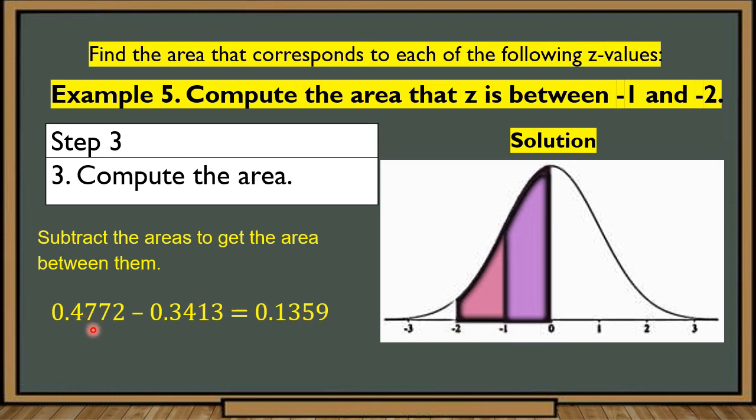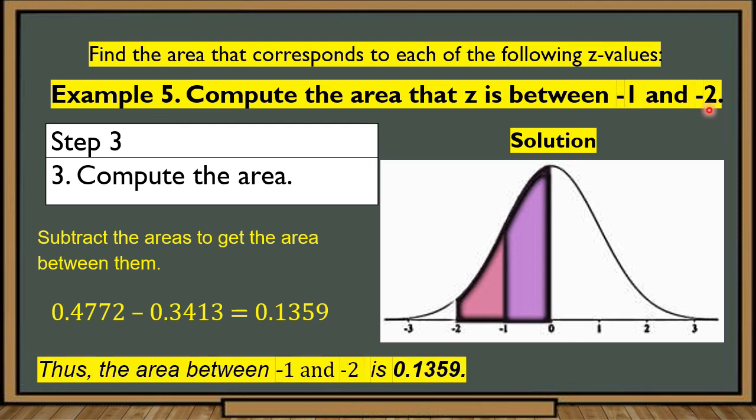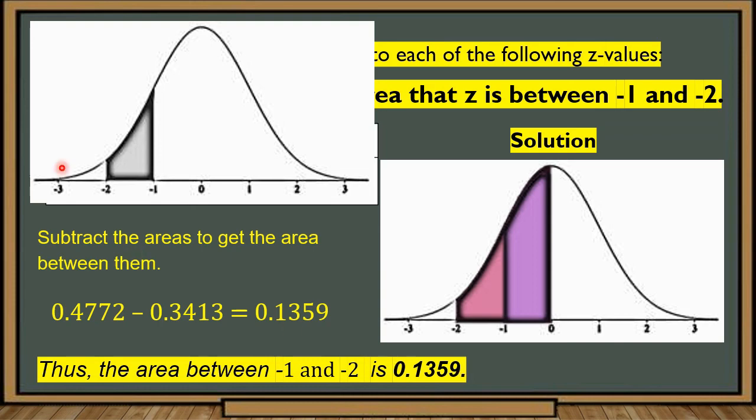So by doing that, the area from z equal to 2 is 4,772 10,000s, and the area from z equal to 1 is 3,413 10,000s. So subtracting the two areas, we get 1,359 10,000s, which is the area value between the two z-scores, negative 1 and negative 2. Thus, the area between negative 1 and negative 2 is 1,359 10,000s. Which is the value of this shaded region between negative 1 and negative 2.